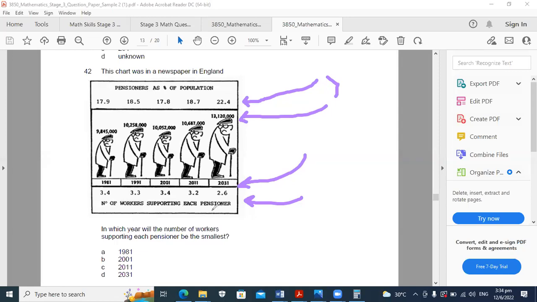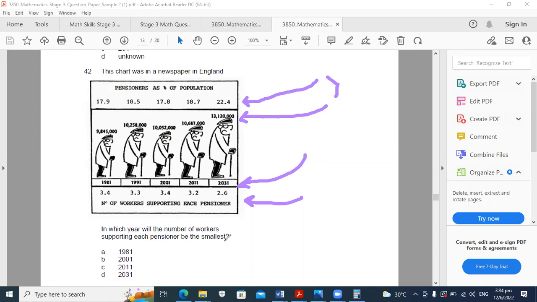So this is saying, well, I'm not sure what the 3.4 is. I don't know if it's a percentage or 3.4 million or what. But anyway, in which year will the number of workers supporting each pensioner be the smallest?